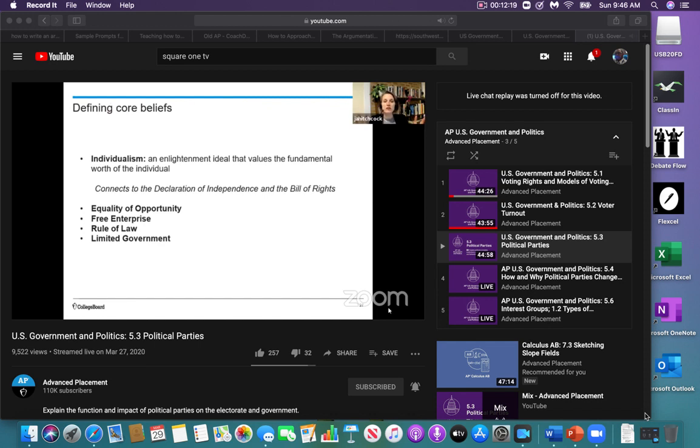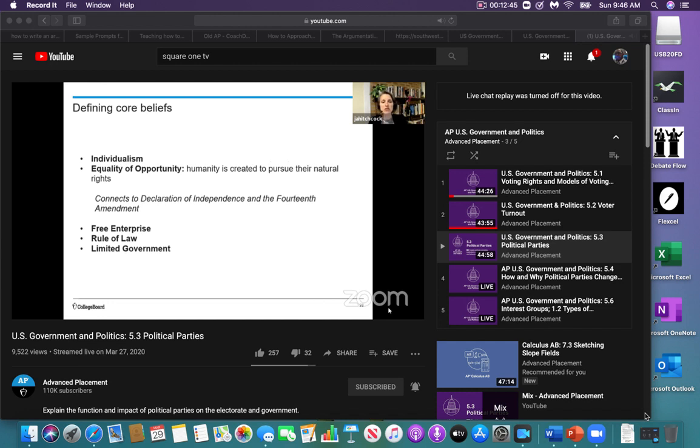Instead, we all agree that these are important, and we can find those important things kind of embedded in those documents. So for instance, when we talk about individualism, we're talking about an Enlightenment ideal, that should be capitalized, an Enlightenment ideal that values the fundamental worth of the individual. Where might we find kind of the imprints, the fingerprints of individualism? We see it in the Declaration, we see it in the Bill of Rights. The next one, equality of opportunity. Humanity is created to pursue natural rights. You've heard that too. And that should also be capitalized, I think. Don't hold me to that.